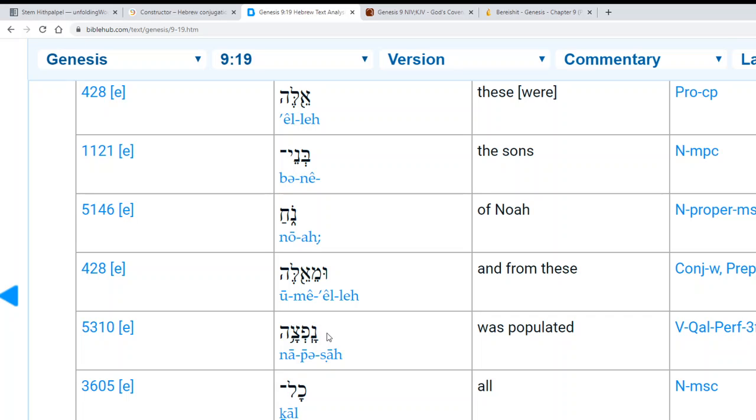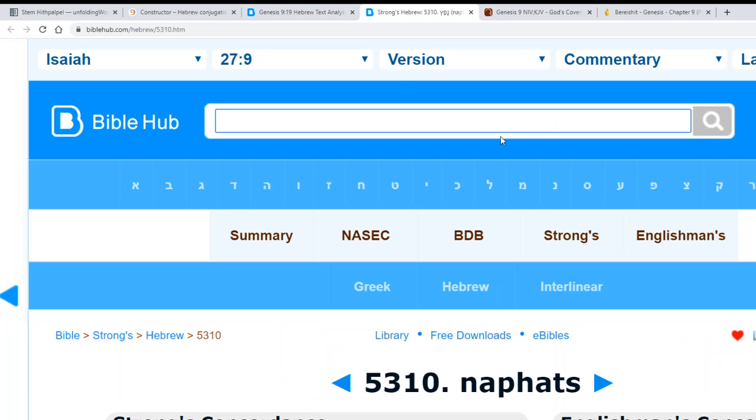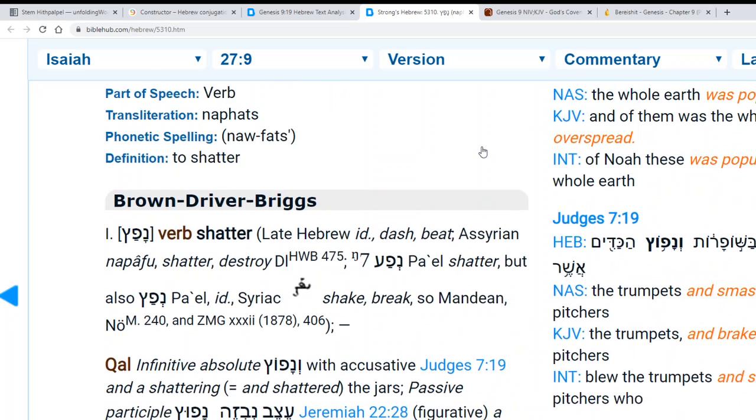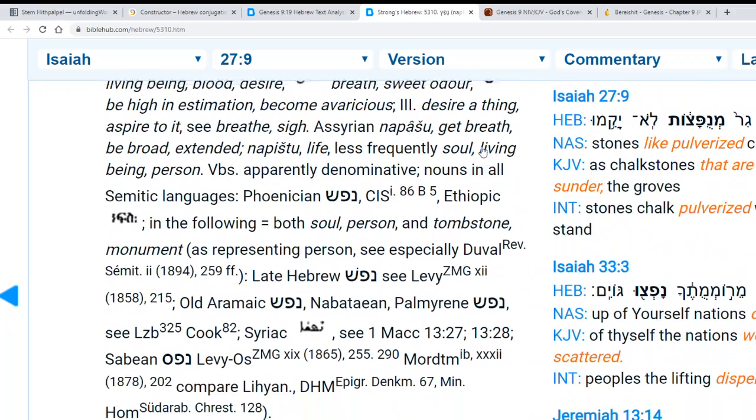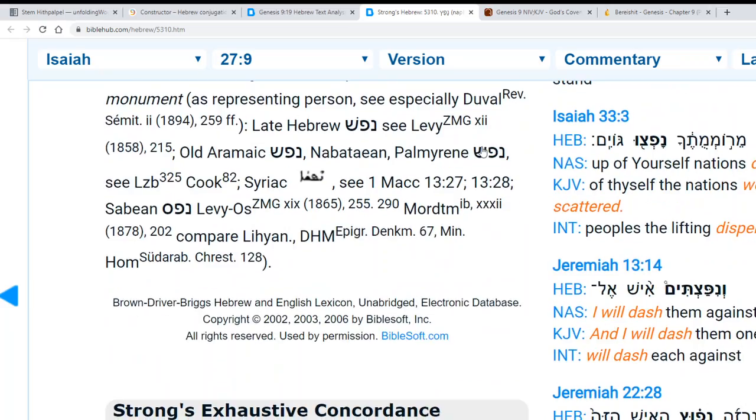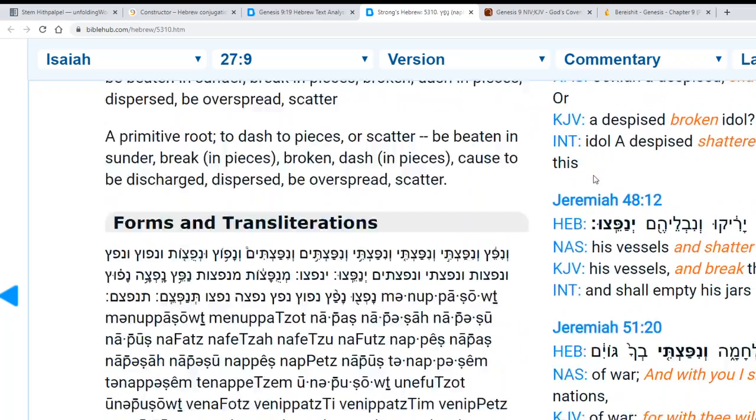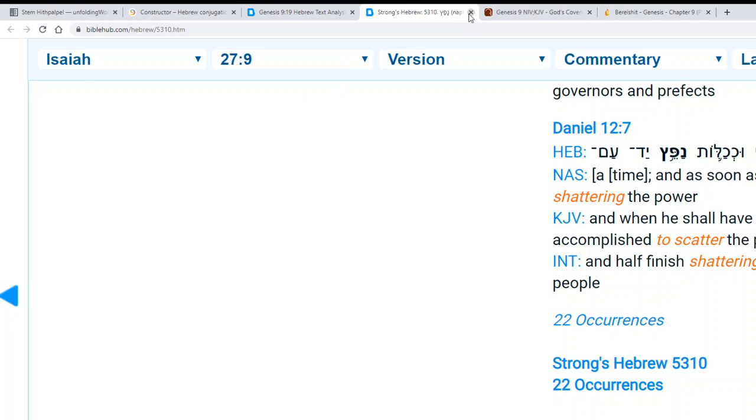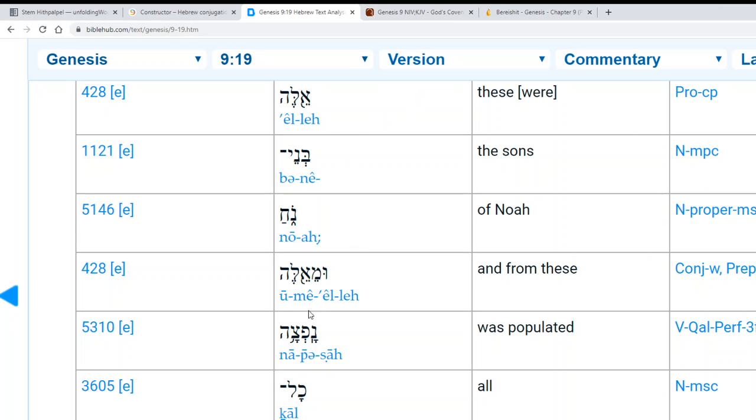So the root is, I mean, they're translating as to populate. It's a root meaning to spread out. Sunder, nafatz, right? To shatter. And you can look at your concordance there. Use your concordance. Use your tools, because this is an interesting and unique way of saying it.